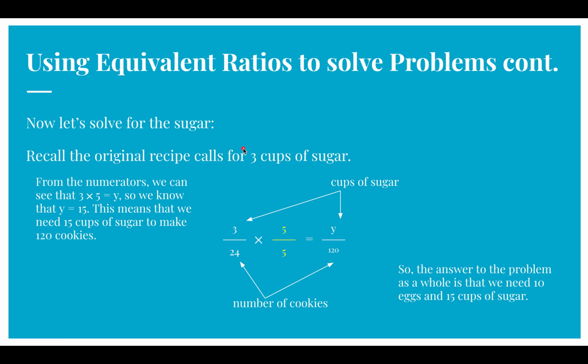Now let's solve for the sugar. So recall the original recipe calls for 3 cups of sugar. So it's the same thing, except that we have 3 here instead of 2. So we multiply 3 times 5 to get y, our cups of sugar, which is 15. So the answer to the problem is that we need 10 eggs and 15 cups of sugar to make 120 cookies.